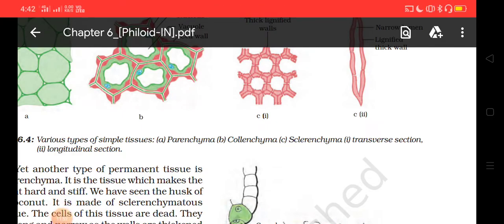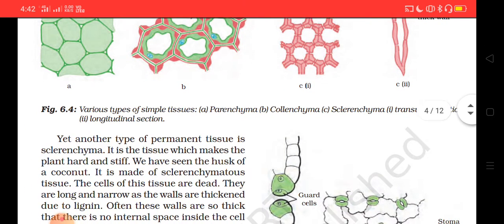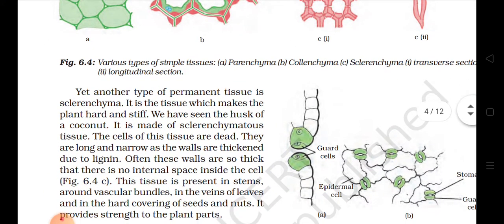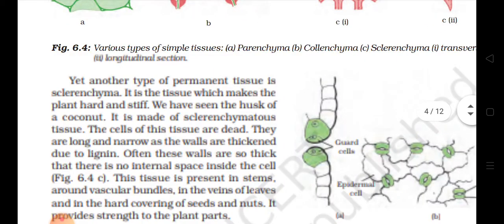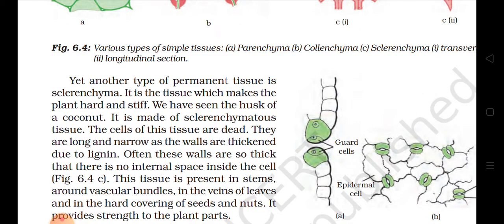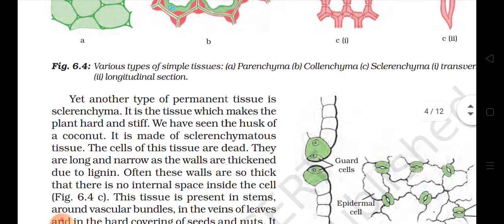So the common example of sclerenchyma is the bark of the tree. We have seen the husk of coconut is made up of sclerenchyma only.